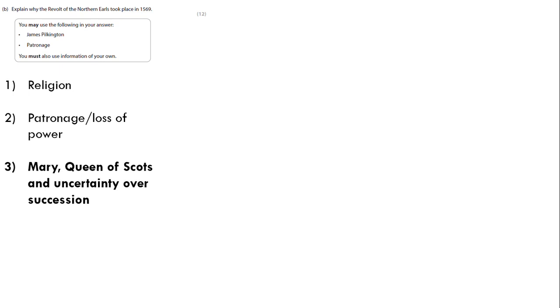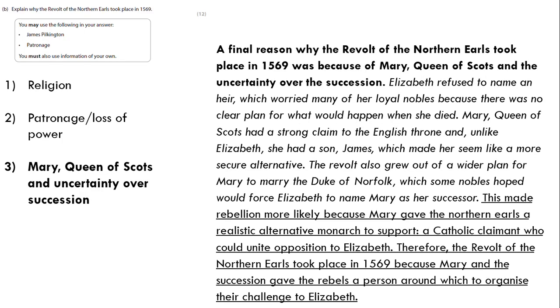Final paragraph, Mary Queen of Scots and uncertainty over the succession. So, a final reason why the revolt of the Northern Earls took place in 1569 was because of Mary Queen of Scots and the uncertainty over the succession. Elizabeth refused to name an heir, which worried many of her loyal nobles because there was no clear plan for what would happen when she died. Mary Queen of Scots had a strong claim to the English throne, and unlike Elizabeth, she had a son, James, which made her seem like a more secure alternative.